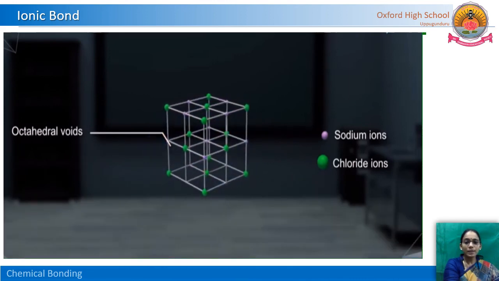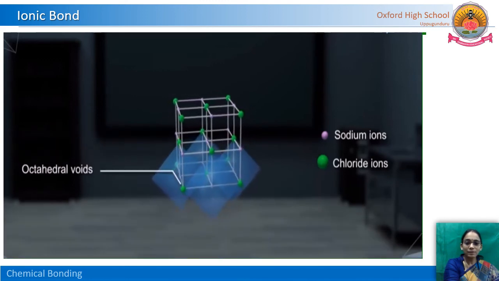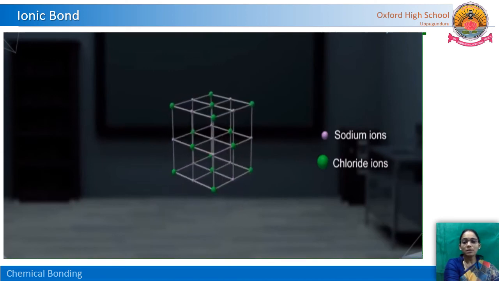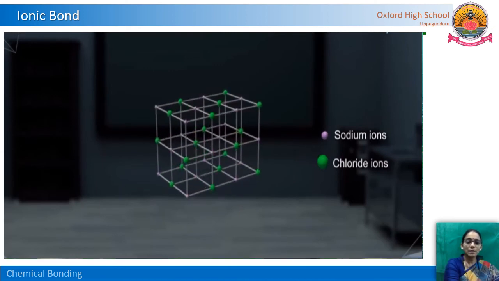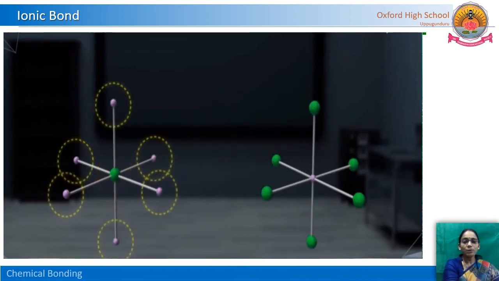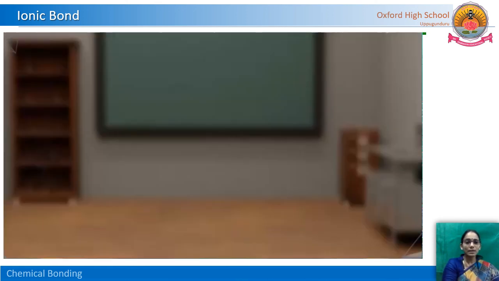See here, each chloride ion is surrounded by, or attracted with, 6 sodium ions. Similarly, each sodium ion is surrounded with 6 chloride ions. So here we can say that the coordination number is 6. So the coordination number of Na+ is 6 and Cl- also 6 in NaCl structure. Like this.